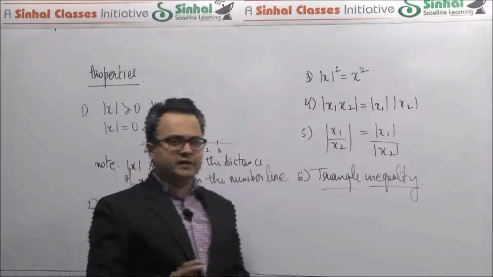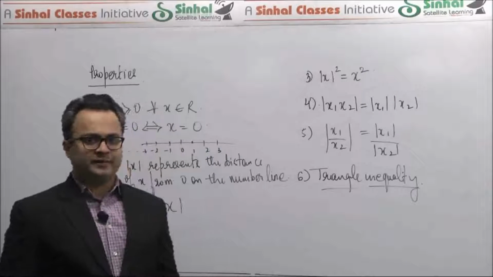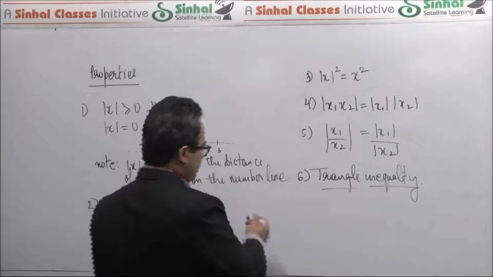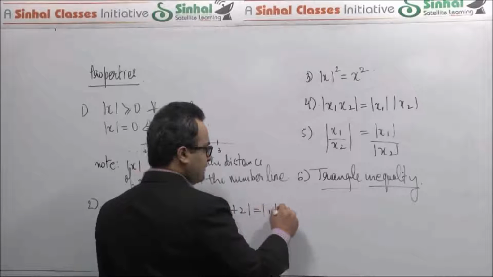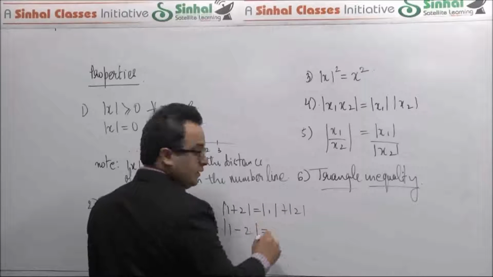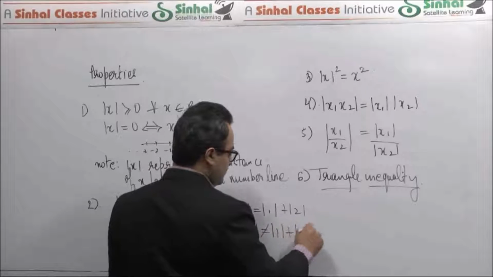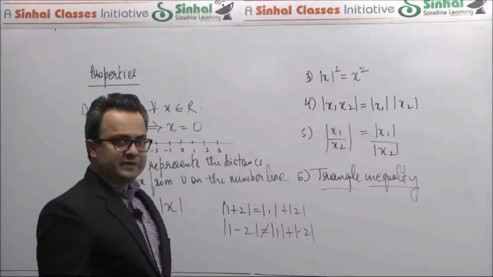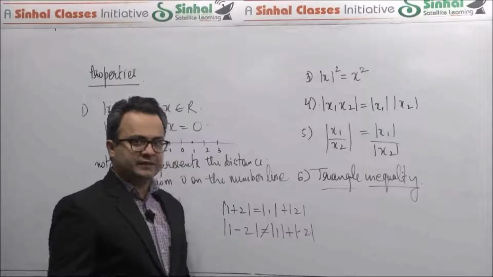It's quite easy to see that modulus in general will not be distributive over addition and subtraction. As a simple example, mod of 1 plus 2, of course, is equal to mod of 1 plus mod of 2. But something like mod of 1 minus 2 is not equal to mod of 1 plus mod of minus 2. Modulus, therefore, in general will not be distributive over addition and subtraction.